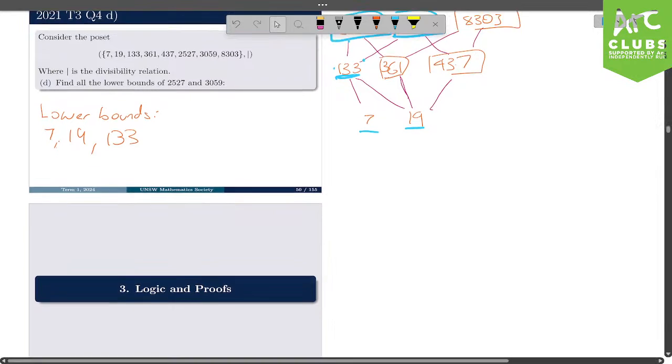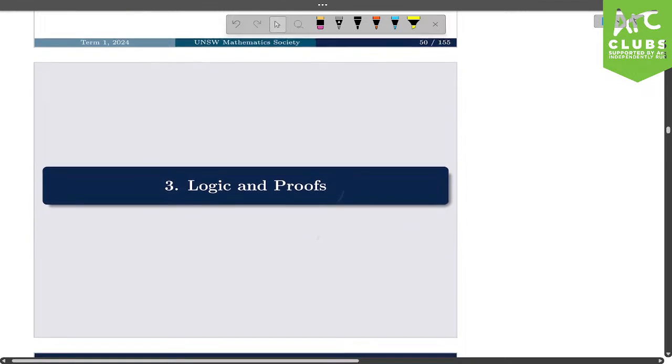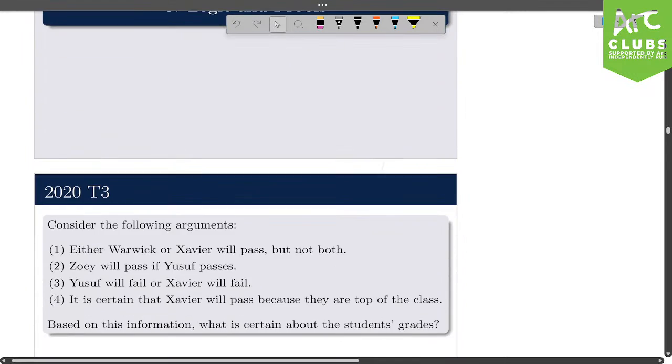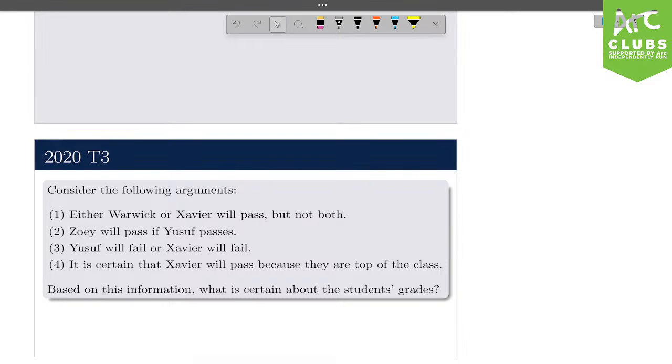Hello. We are going to be talking about logic and proofs. And as Juan wisely said, the best way to learn is by looking at some questions. So we've got this question here, a set of arguments about people either passing or failing. I assume some kind of test or whatever.